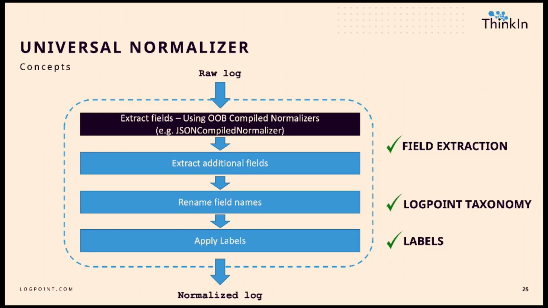So the universal normalizer builds upon the existing compiled normalizer. For example, if we have JSON logs, we will be using the JSON compiled normalizer. And then, thanks to the universal normalizer, you will be able to extract additional fields from what has already been extracted. You will be able to rename these fields and also apply labels to finally have a properly normalized log.